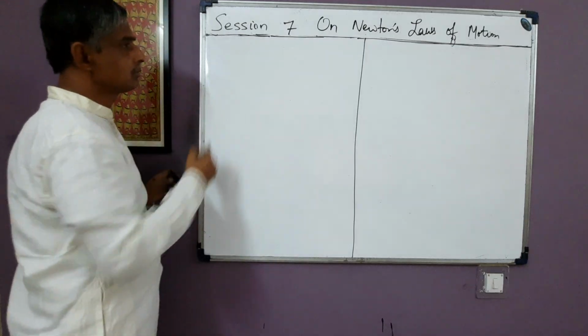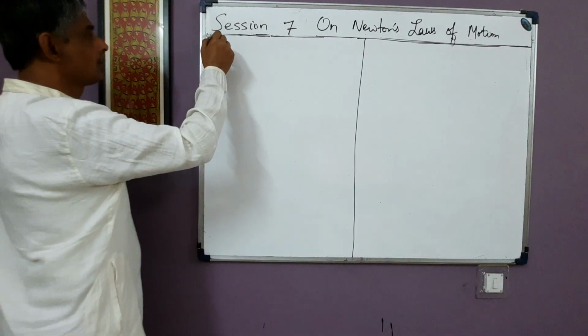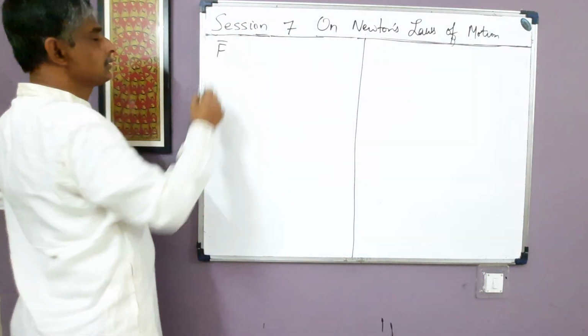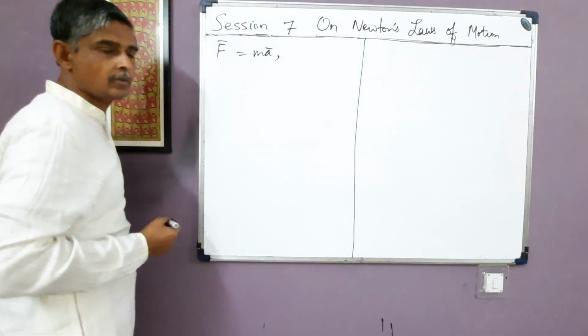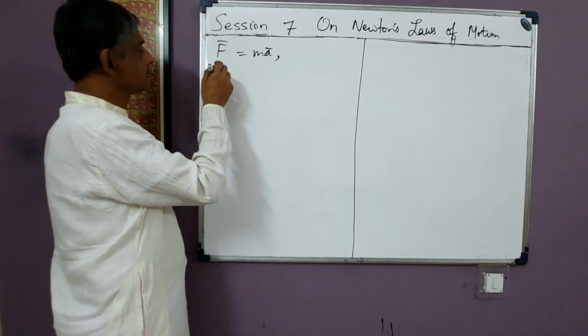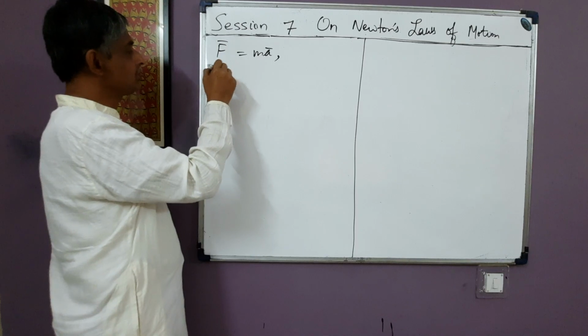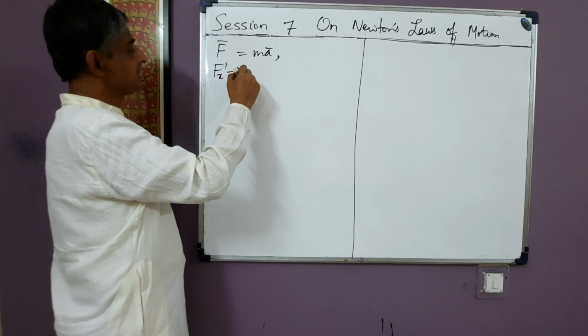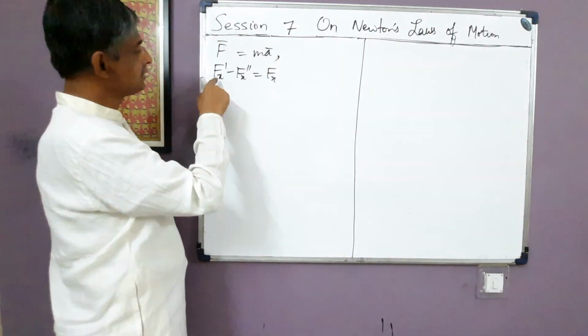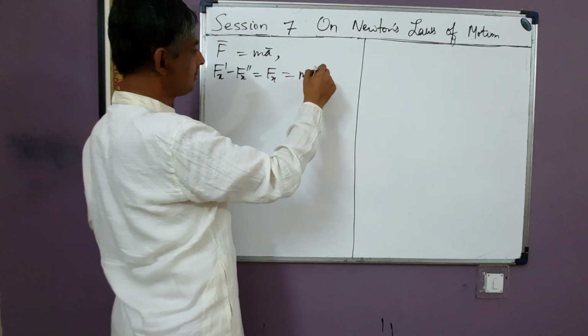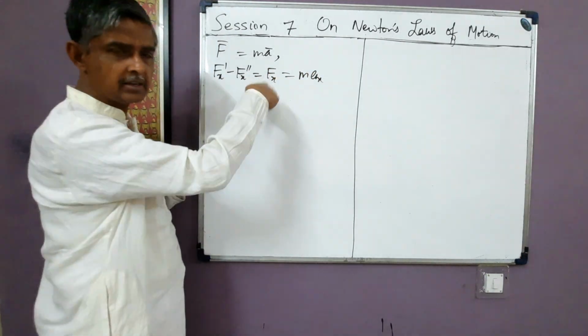So I'll write down the working formula. Net force on the particle is equal to mass times acceleration. If you want to write down the equation of motion of a point along x direction, Fx dash minus Fx double dash, that is the net force, the x component of net force on the particle, that is this minus this, equals m ax, and similarly for y and z directions.